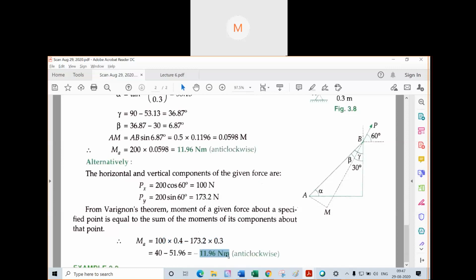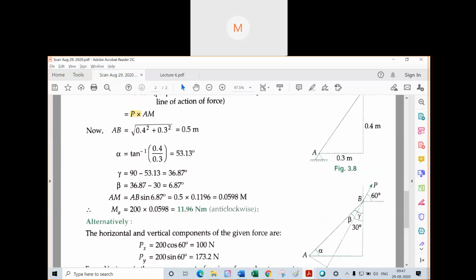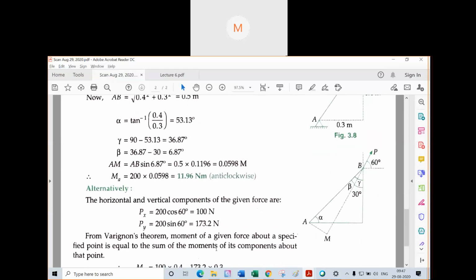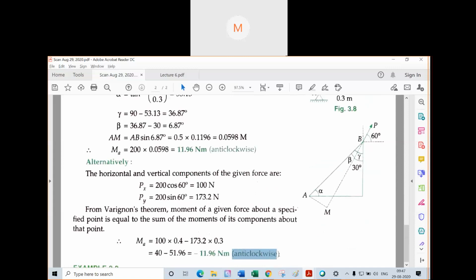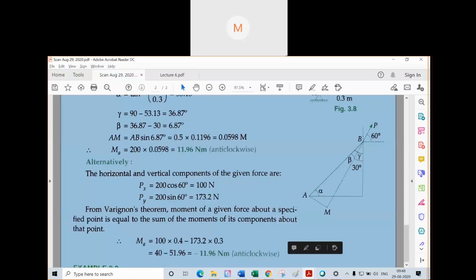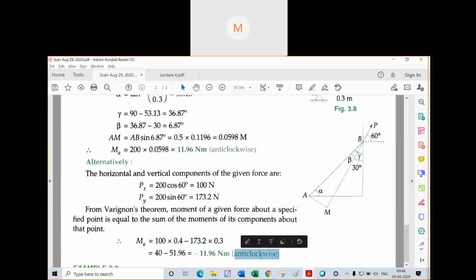Minus 11.96. Now look, since the answer is overall minus, that means the resultant moment will be in the opposite direction. That is why we have considered it as anti-clockwise. Just remember it: clockwise is positive and anti-clockwise is negative. That is why we are writing it as anti-clockwise. Clear?